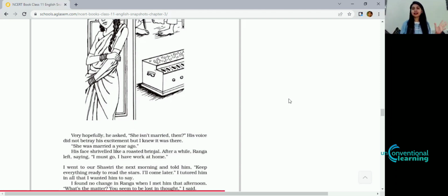So till here, I guess it is understood. We'll stop our chapter here. Next class, we will continue with the further explanation of Ranga's marriage, where we will see. All right. Okay. Yes. So I think we have already done a lot of things today.